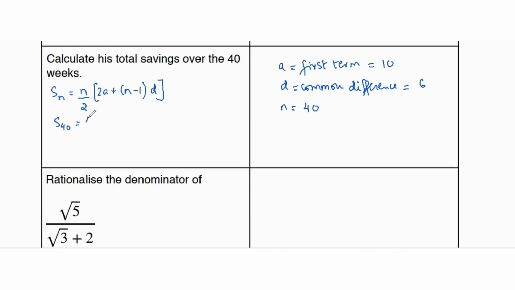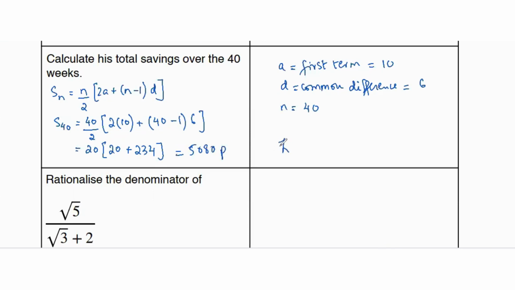So S40 equals 40 over 2 times 2 times 10 plus 40 minus 1 times 6. So that's going to be 20 times 20 plus 39 times 6, which is going to equal 234. So this equals 234 plus 20 is 254, and 254 times 20 is 5,080 pence, which in pounds is going to be 50.80 pounds.